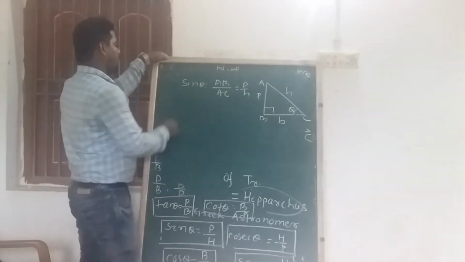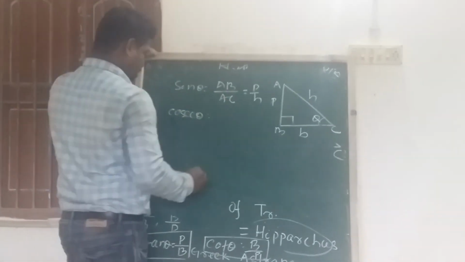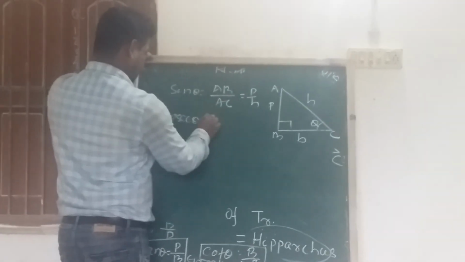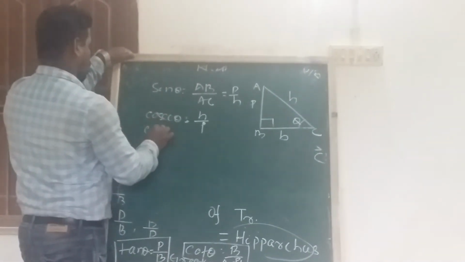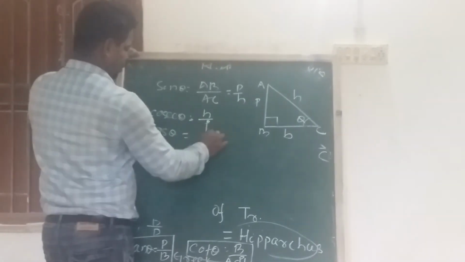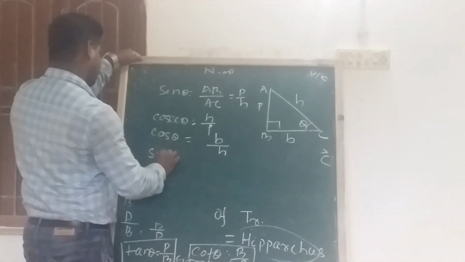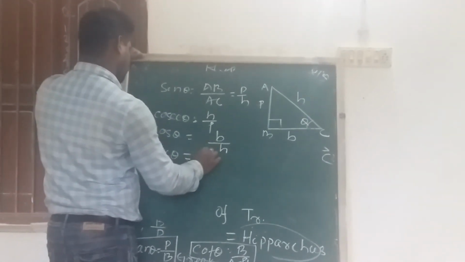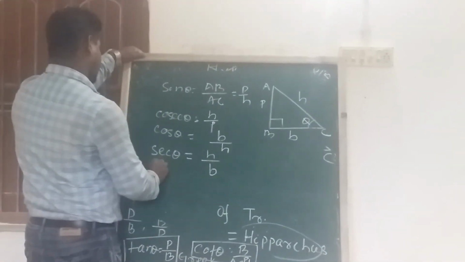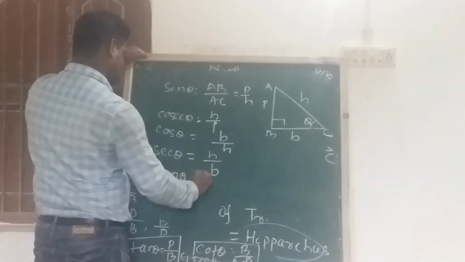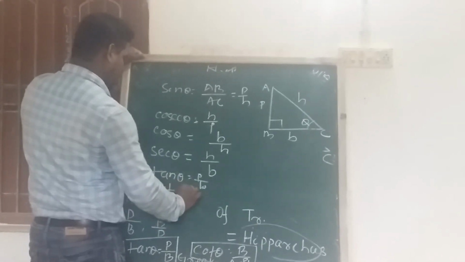Is that clear? Similarly, cosec theta is equal to the reverse, H upon P. Then cos theta is B by H, B upon H, and sec theta is equal to H by B. Next, tan theta is P by B, and the last one, cot theta, is equal to B by P.